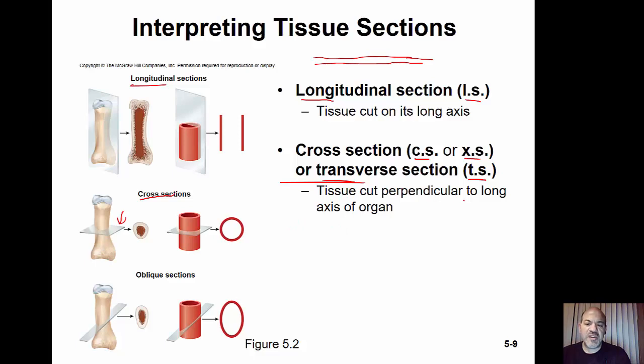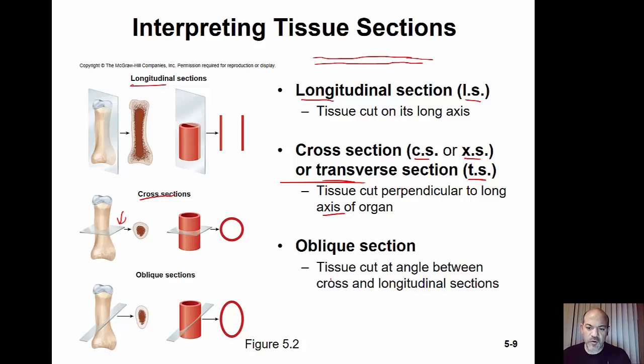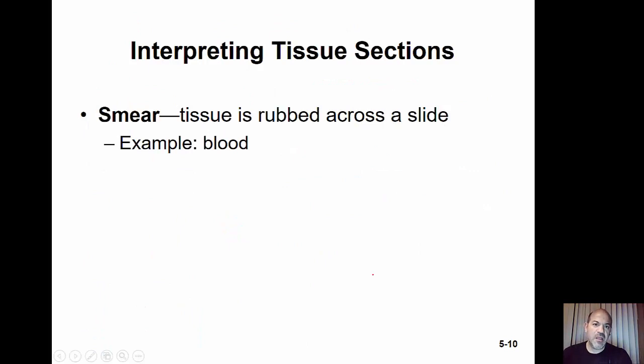This cross section would be cut perpendicular to the long axis. And then we have an oblique section here. So this is what it would be like if we cut at an angle through there. We get more of an oval shape if the structure was cylindrical in nature. So the oblique section is going to be cut at an angle somewhere between cross section and longitudinal section. Then we have smears.